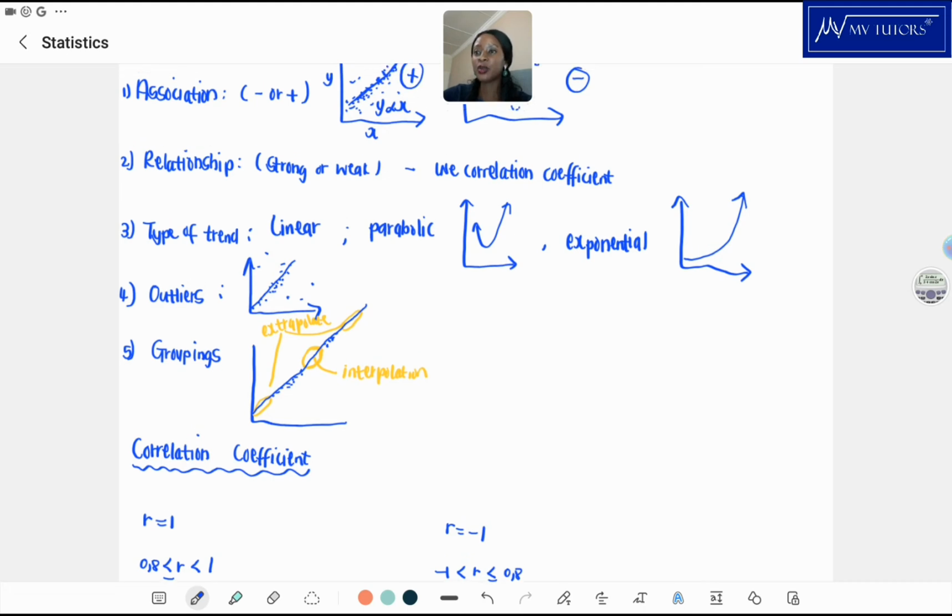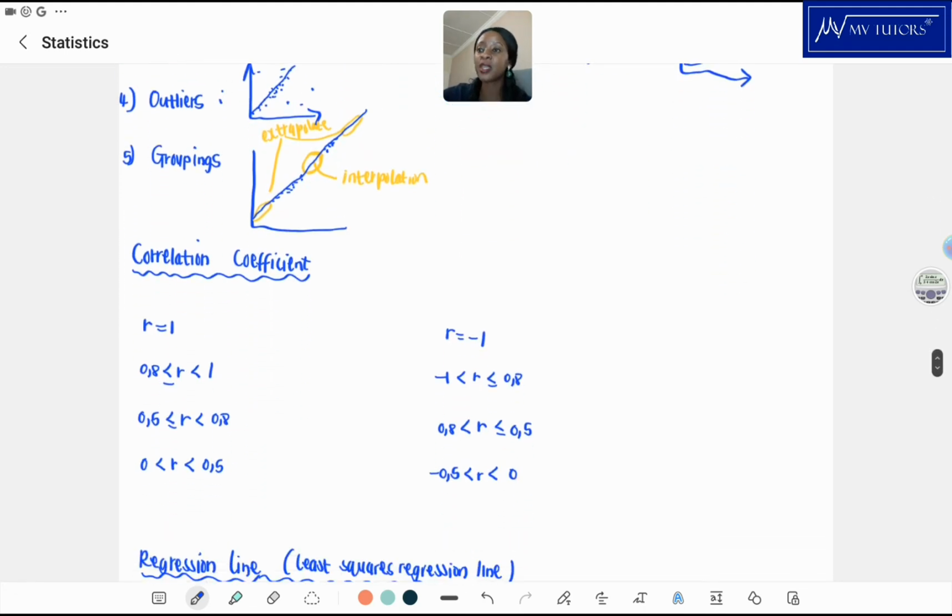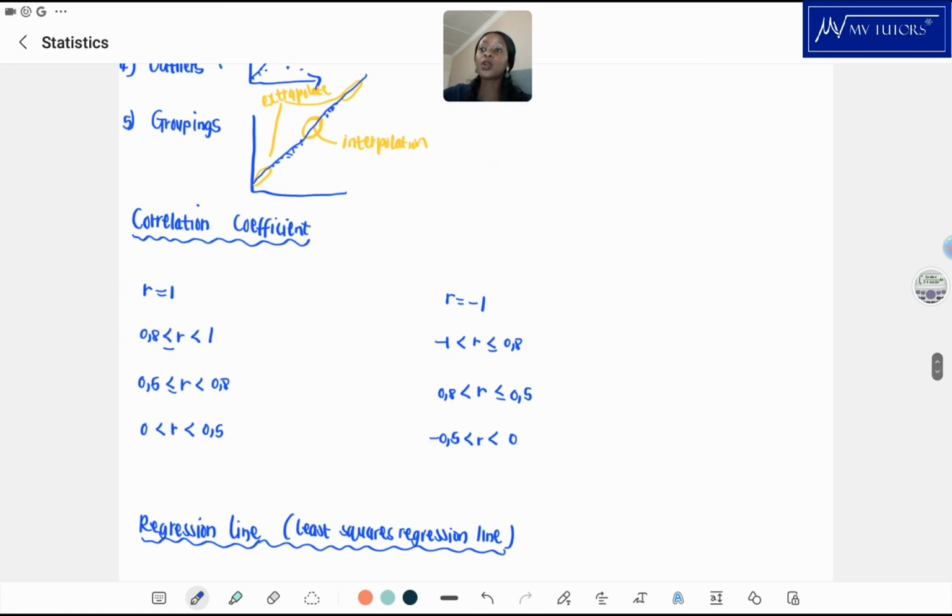Now let's talk about the correlation coefficient, which we relate to the relationship, whether you have a strong data set or a weak one, once you've plotted it. The correlation coefficient we indicate with a value called R. If R is equal to 1, that would indicate that you have a perfectly positive correlation. It means that it is quite strong.